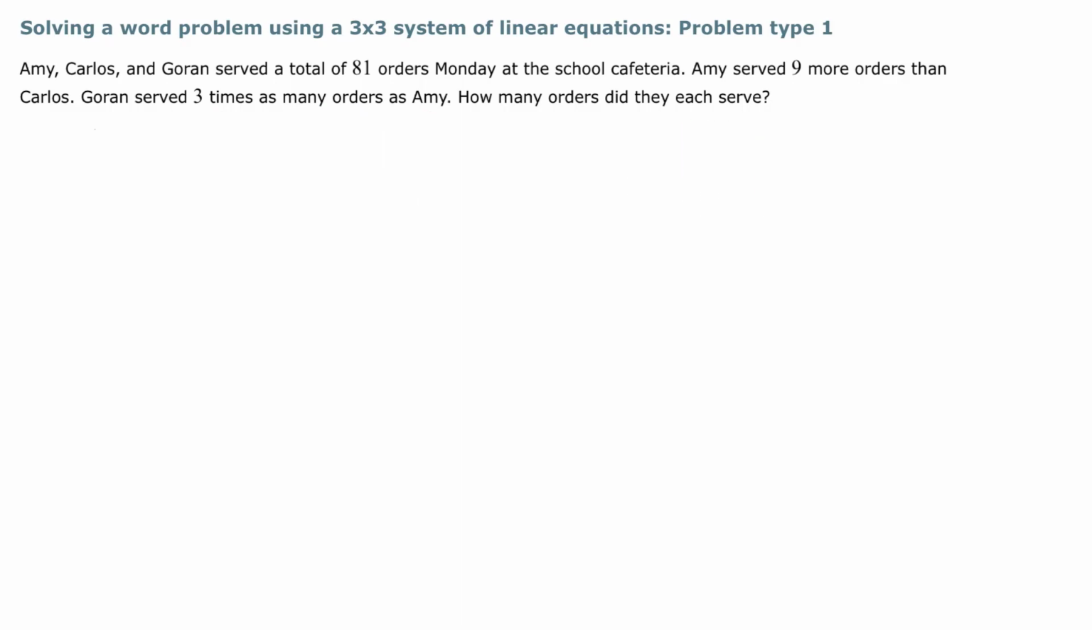The key here is to translate one of these words, or I should say a group of these words, into a very, very key variable. And I'm going to pick on Carlos here. It seems like everything is dependent on what Carlos does. So remember that Amy served 9 more orders than Carlos. So let's say the number of orders that Carlos completed is capital C.